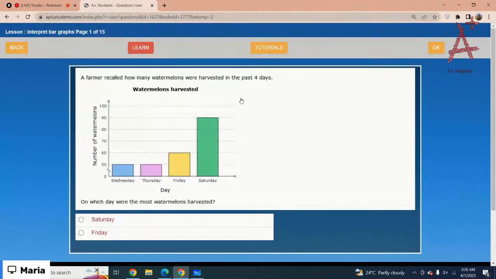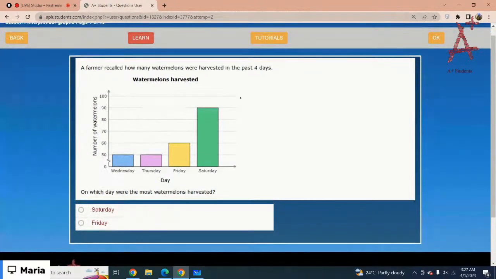Okay, a farmer recorded how many watermelons were harvested in the past 4 days. Okay, so here is the graph. You are given the number of watermelons on the y-axis and the days on the x-axis. On which day were the most watermelons harvested? You need to see the most value. Got it? All the days. So just match the values to the graph.